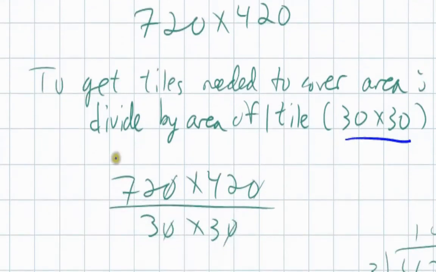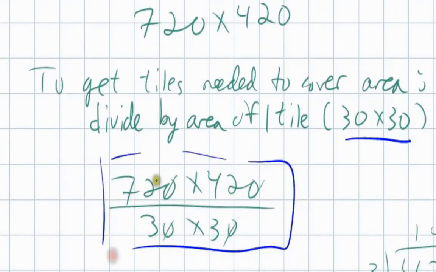So what am I doing here? What is this step? Well, I'm taking the area of the room divided by the area of one tile. This saves me from having to do the math of first 720 times 420, then 30 times 30, then this number divided by this number. This way I can just easily simplify as I go.